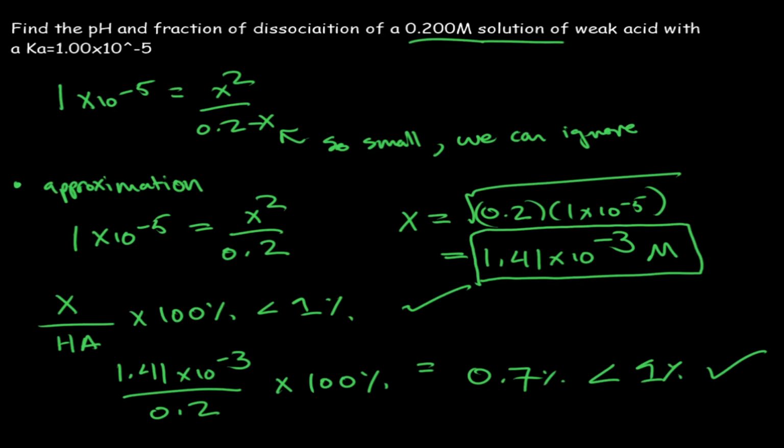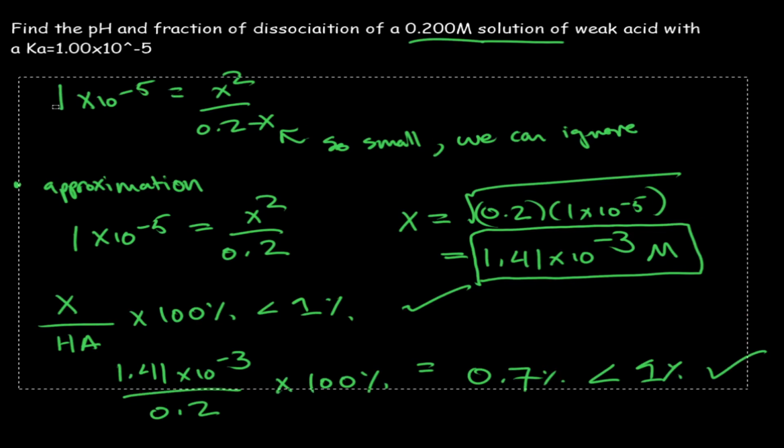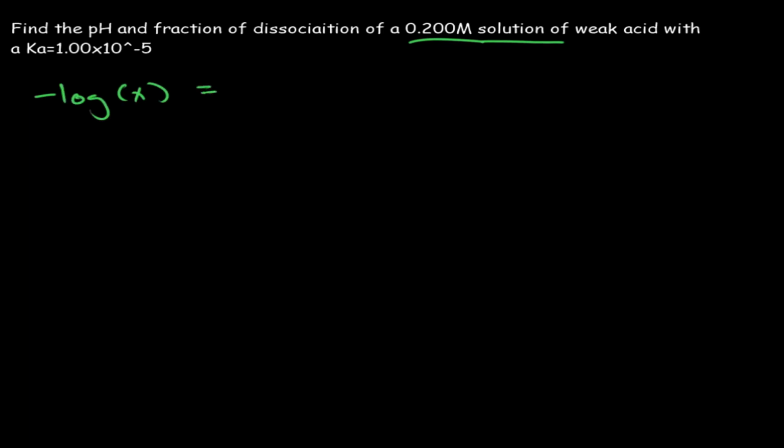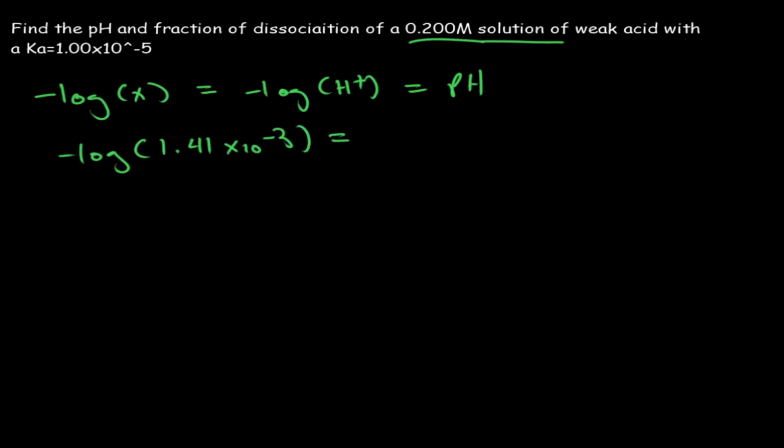Okay? So now that we have our value of X, we next have to find the pH. And the pH is simply the negative log of the X value, because our X value was our H plus proton. So the negative log of X would be the same thing as the negative log of our H plus value, and that will give us our pH. And the negative log of 1.41 times 10 to the negative 3 gives us a value of 2.85. Okay, so our pH is 2.85.